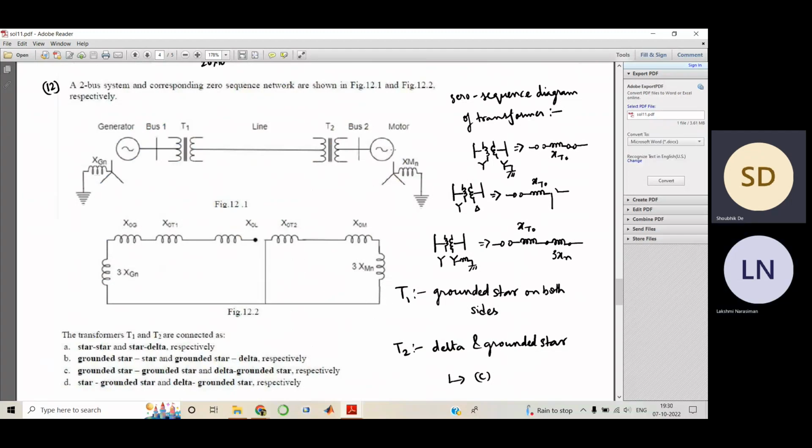Let's say your fault is occurring at the motor terminal, or let's say at bus number 2 at this point. So this point would be shorted, and you would have a certain zero sequence impedance, right?